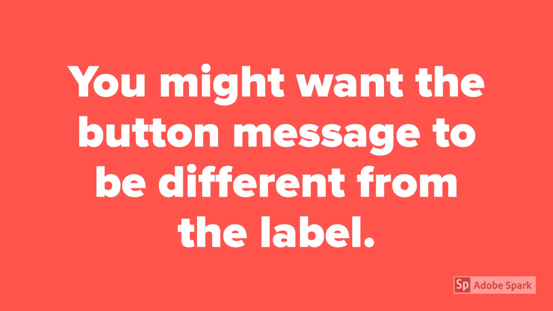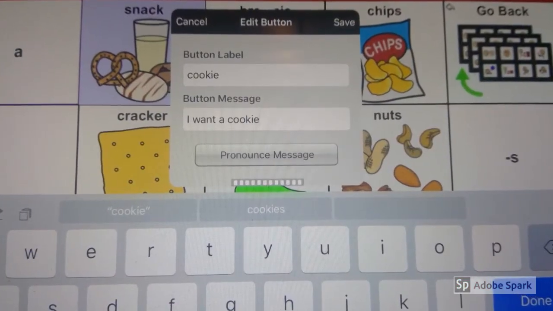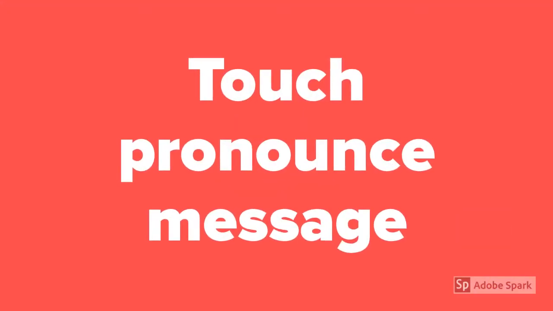The button message could be just cookie, or you could add a whole phrase such as, "I want a cookie, please." I'm going to keep it simple and just leave the label and the message the same. Next, touch the Pronounce Message button to make sure the message sounds right. You may have to play around with the spelling to get the app to say the word correctly. This is especially true with names of people.